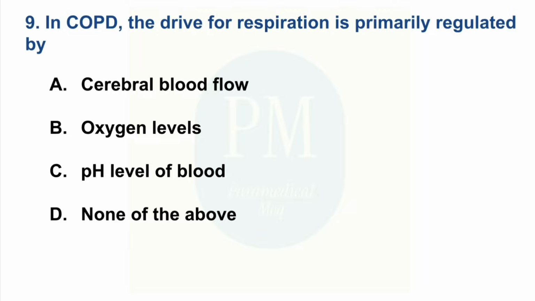In COPD, the drive for respiration is primarily regulated by option A. Cerebral blood flow. Option B. Oxygen levels. Option C. pH level of blood. Option D. None of the above. The correct option is option B. Oxygen level.